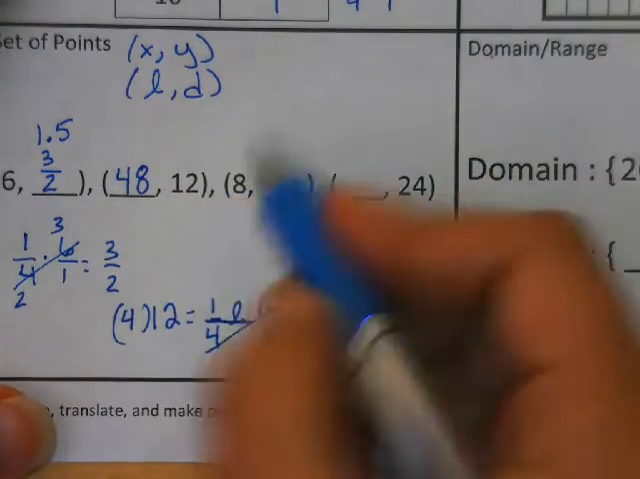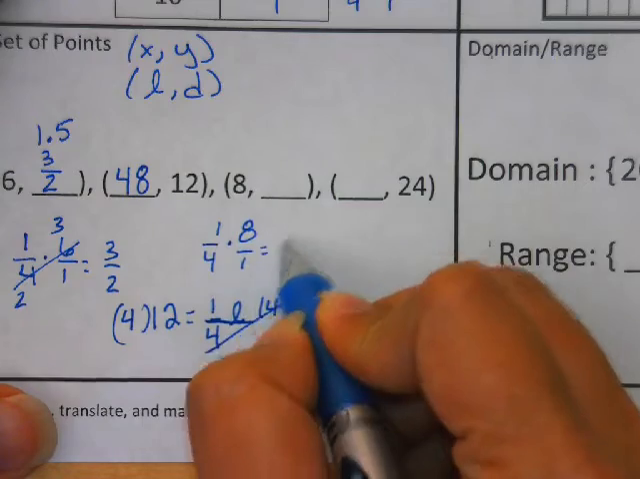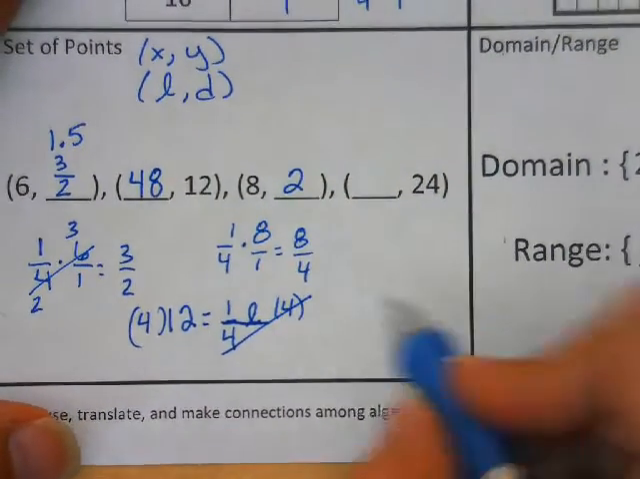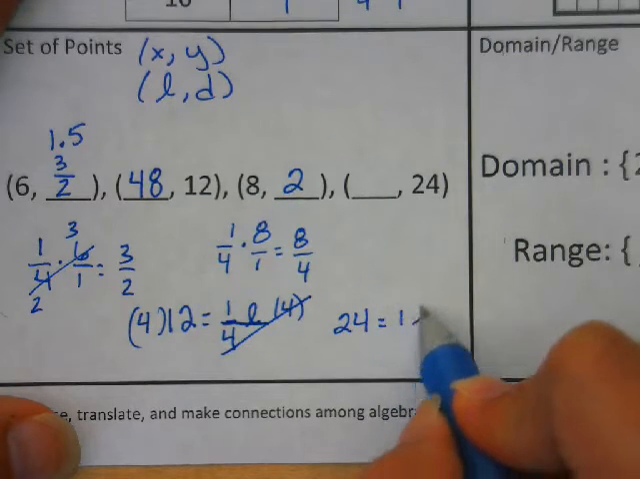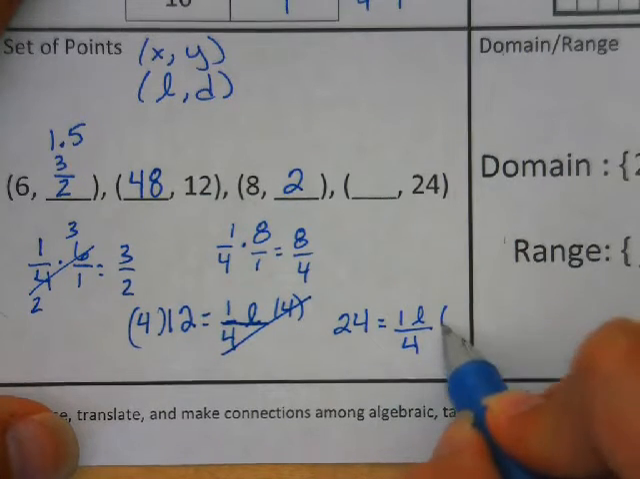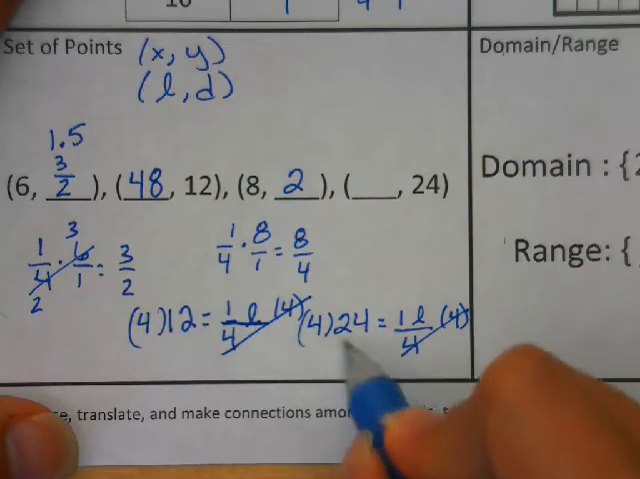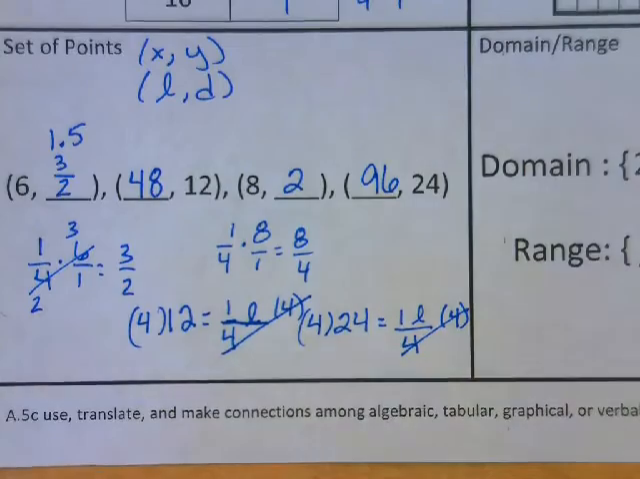Here, 8 laps times 1/4. 8 over 4 is 2. So we've gone 2 miles. And then if I run 24 miles, why you would want to do that, I have no idea. Maybe there's a bear chasing you. The inverse, again, is to multiply. 24 times 4 is 96 laps. You're probably going to be pretty tired after that.